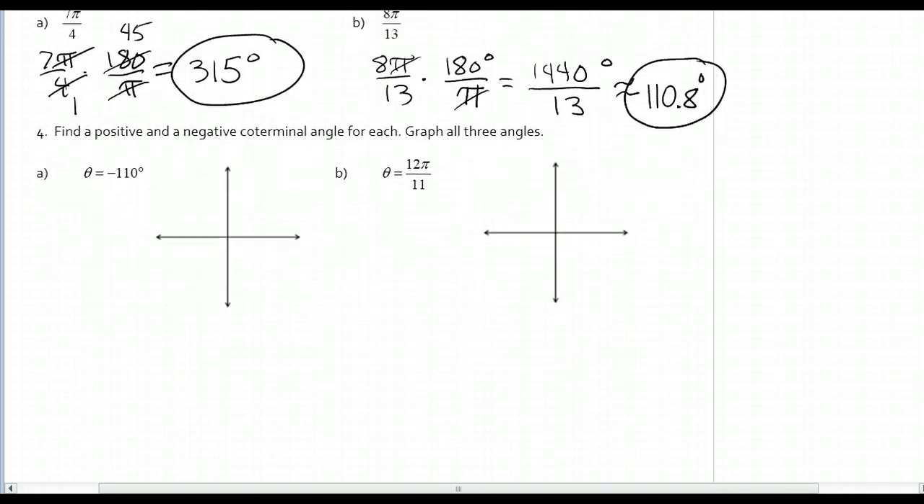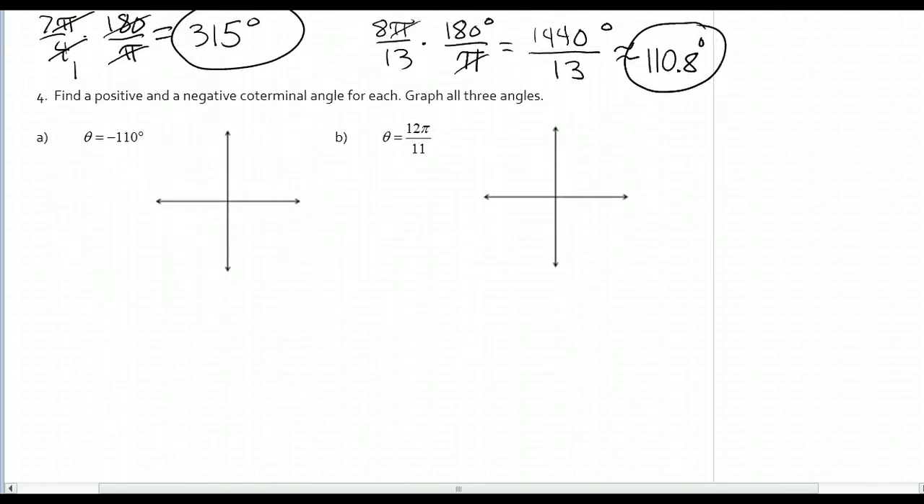All right, next example. We want to find a positive and a negative coterminal angle for each, and we want to graph all three angles. So I'm going to start by graphing the original angle.